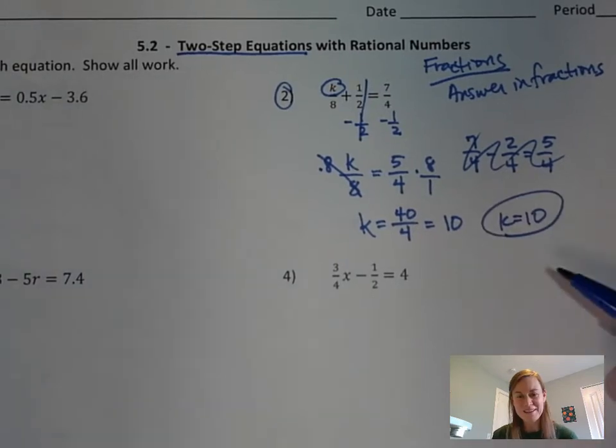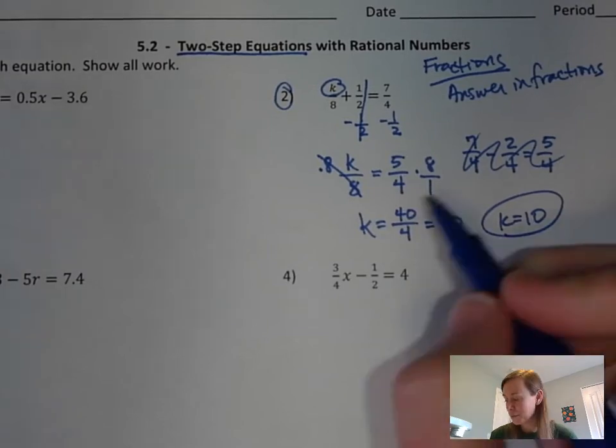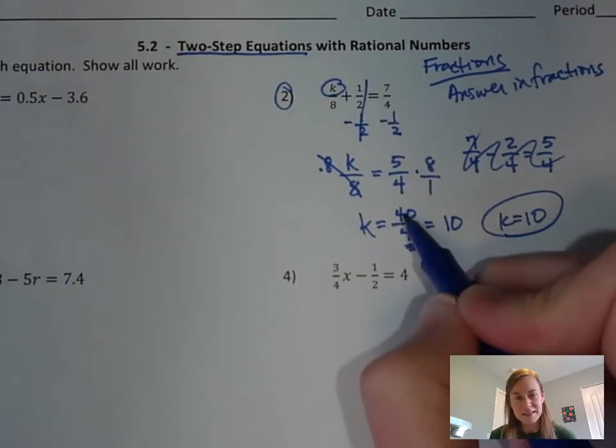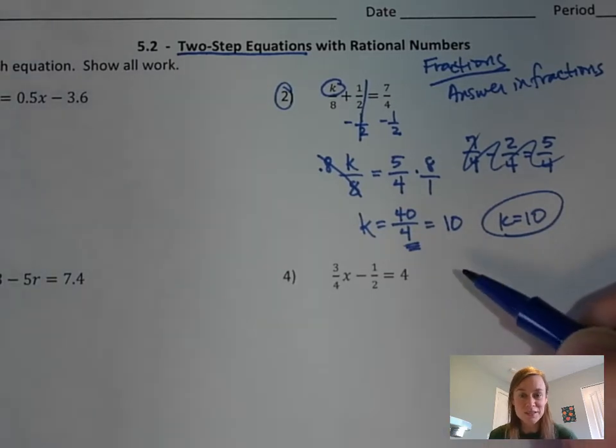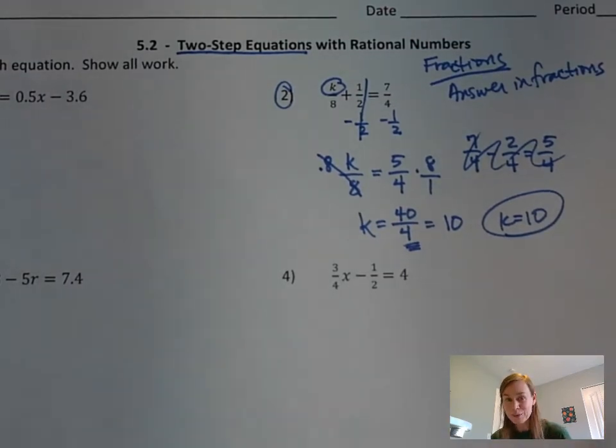So I guess you don't have to write it in a fraction after all. If you wrote 10 over 1, that would be perfectly correct. But make sure you don't leave it as this, because that's not fully simplified. You do want to simplify. Let's go ahead to number 3.